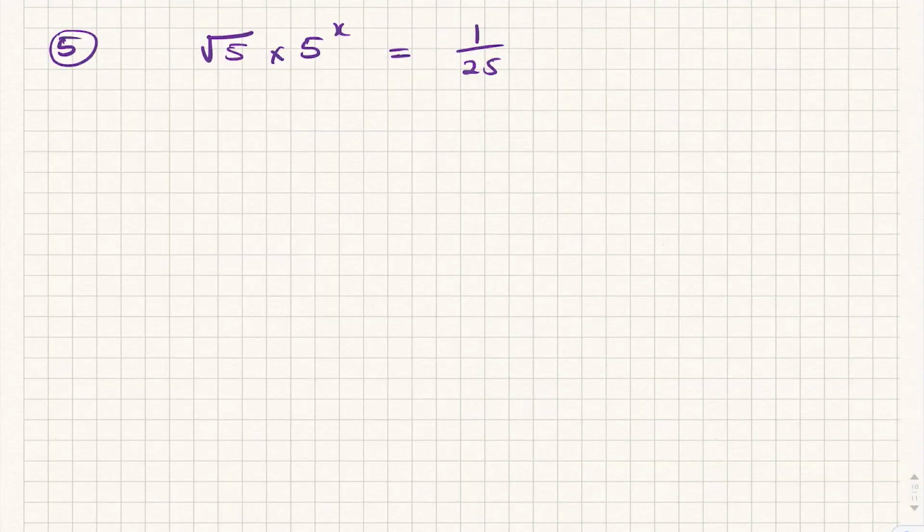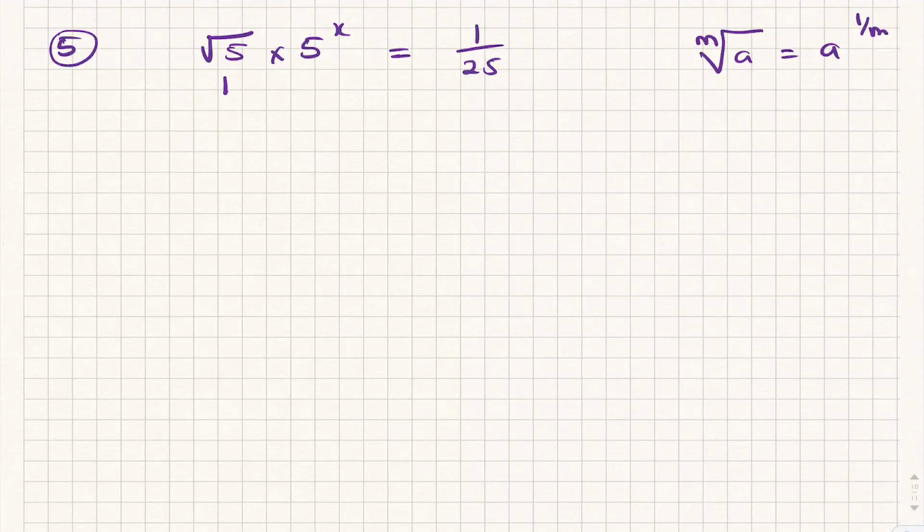Question 5. Okay, so this one looks kind of interesting. Yeah, it looks difficult, but it's not. All you need to do is change the roots into fraction powers, and then change the 1 over the fraction into indices. And that's what you need to do. So we know that the first rule is that the m-th root of a is a to the power 1 over m.